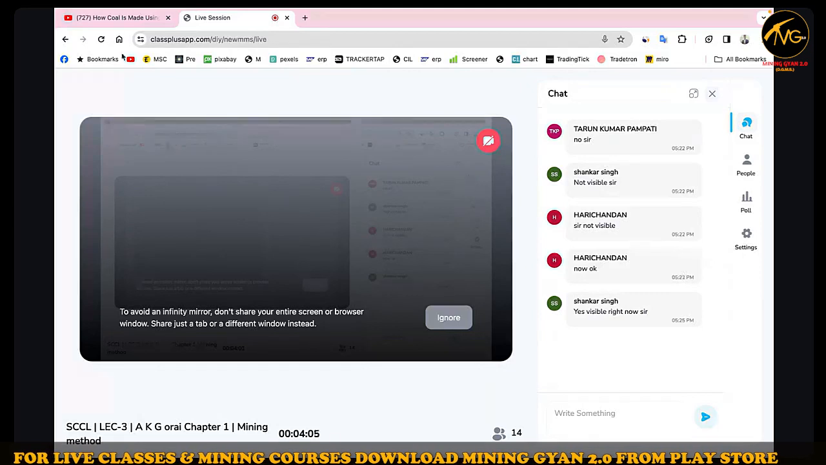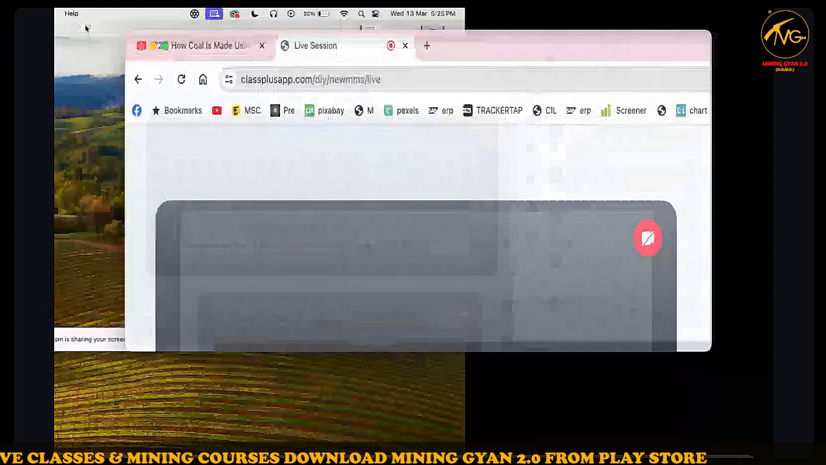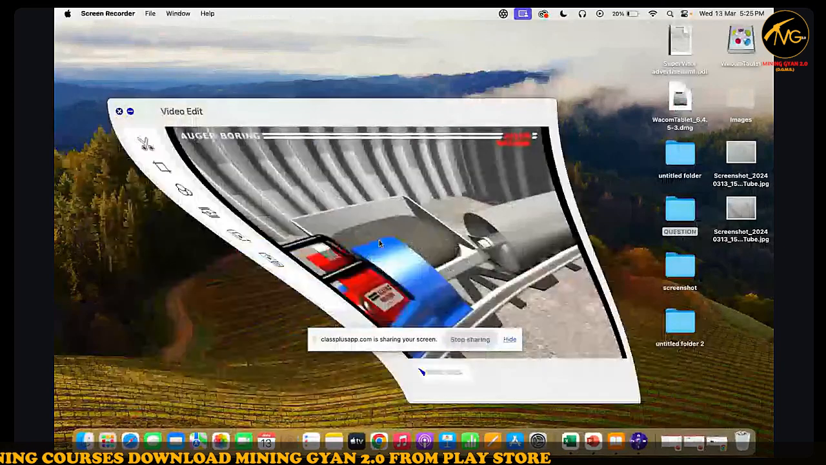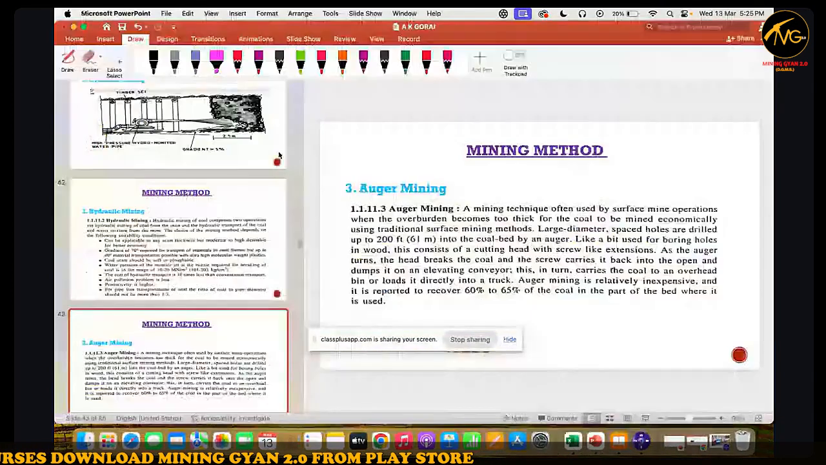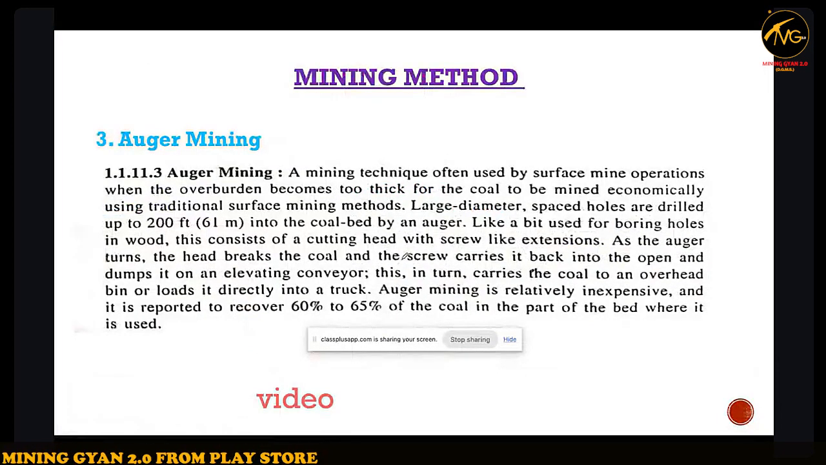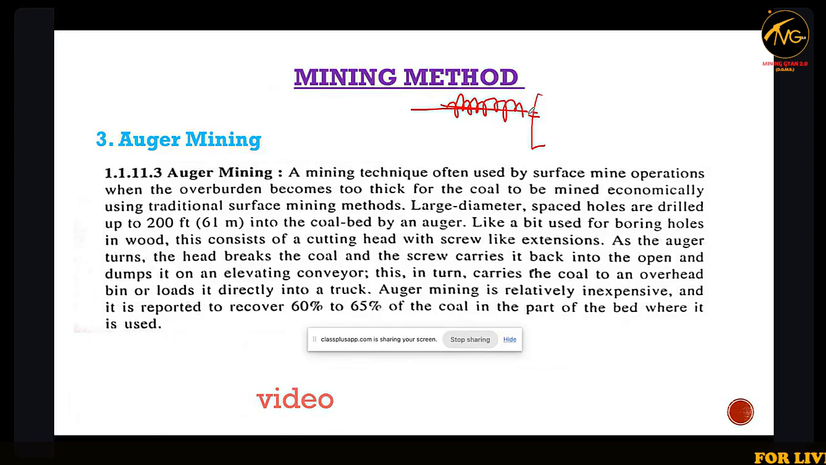Let us stop the video. Now come to our auger mining. What we have seen in the video is that an auger mining machine is a screw type with a cutter of this type. Okay, it will cut your coal and transport it through this conveyor and directly load your truck or dumper, whatever you say.